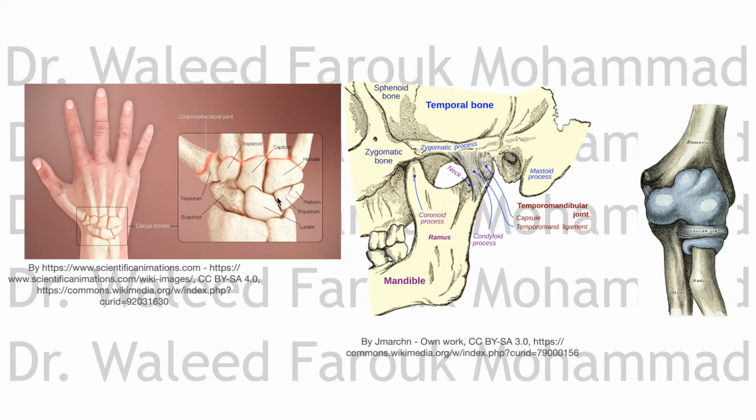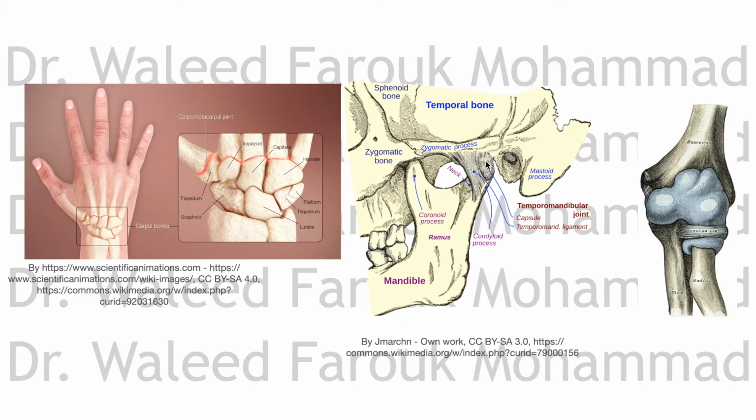Okay, these are the intercarpal joints, which are flat joints. And this is the first carpometacarpal joint, which is a saddle joint, allowing for rather free movement of the thumb. This is the first carpometacarpal joint.